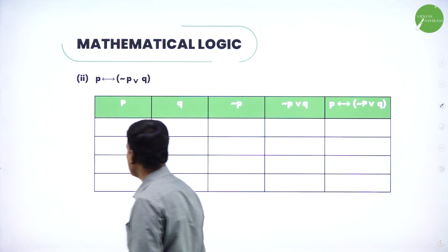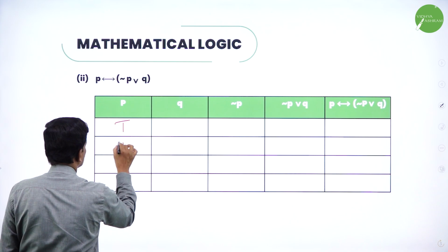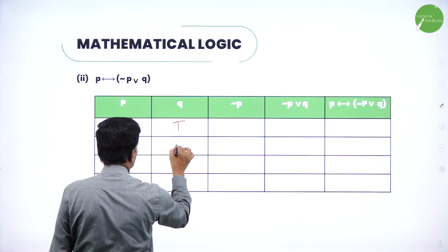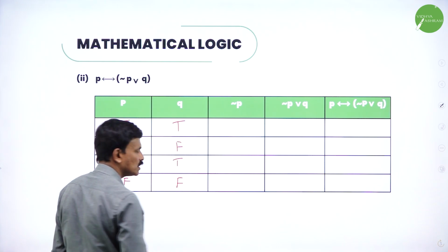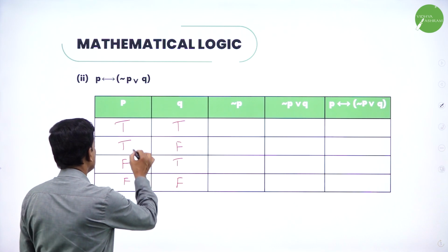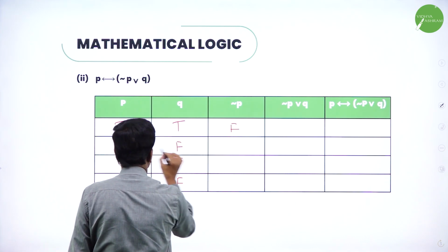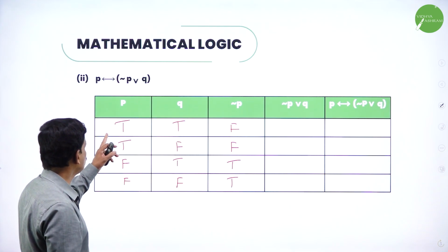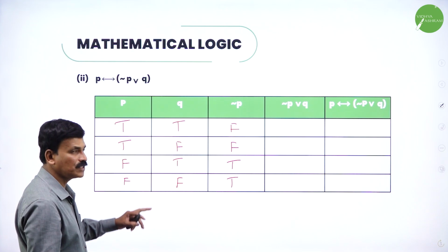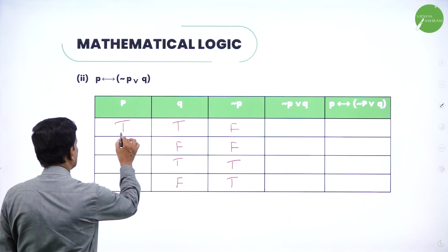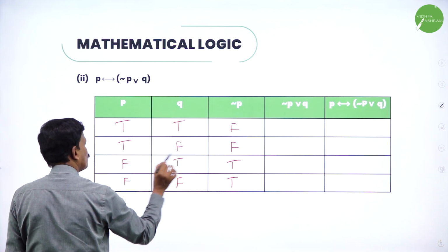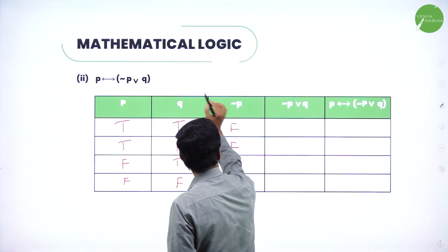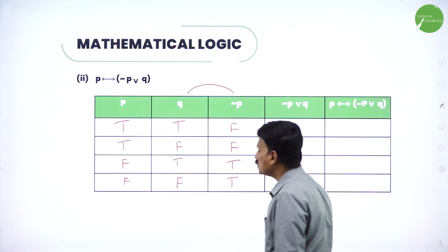Now as you know, the truth values for P are true, true, false, false. For Q they alternate: true, false, true, false. Now negation of P: for true it is false, for true it is false, for false it is true, for false it is true. So F, F, T, T.